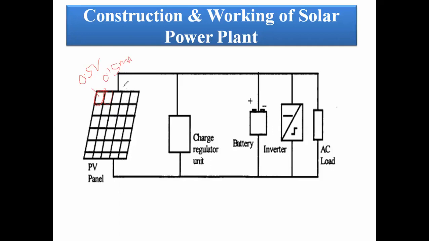Now, the PV panel consists of two terminals. One is the positive terminal, another one is the negative terminal. Here, the top layer, visible as thick, is the negative layer, and the bottom layer represents the positive. Both terminals can be connected to the charge controller.